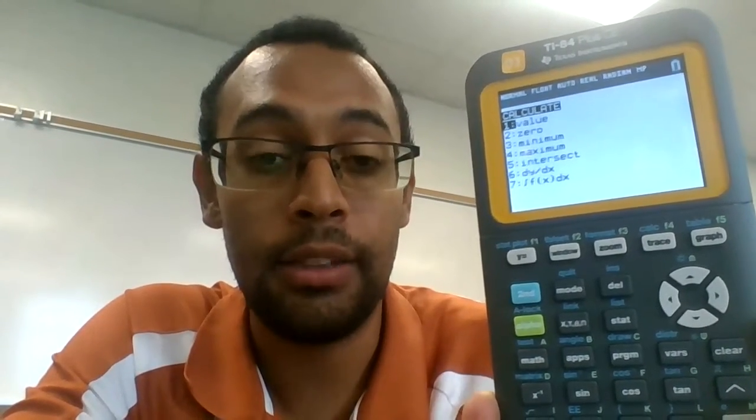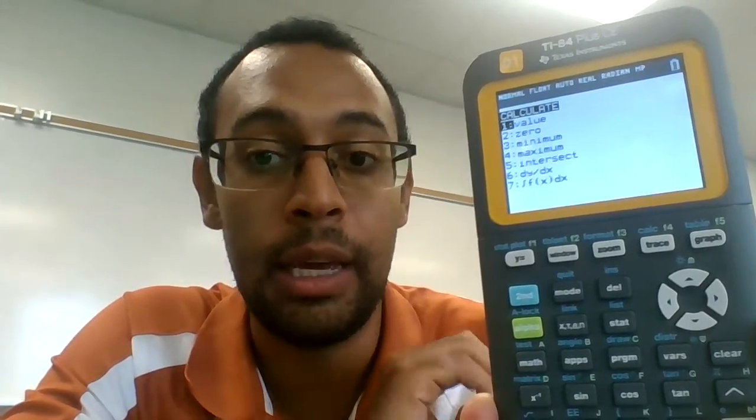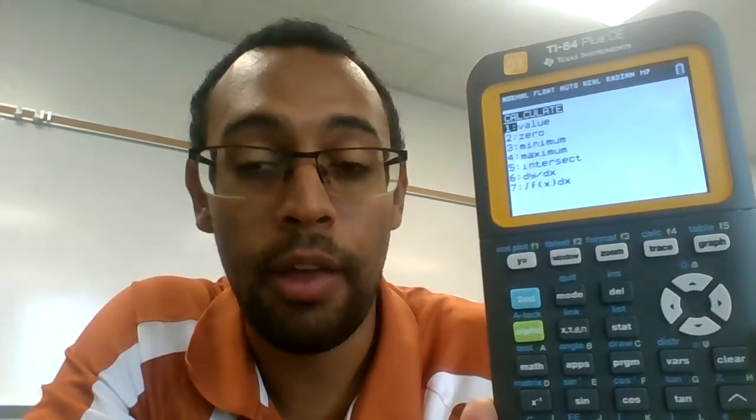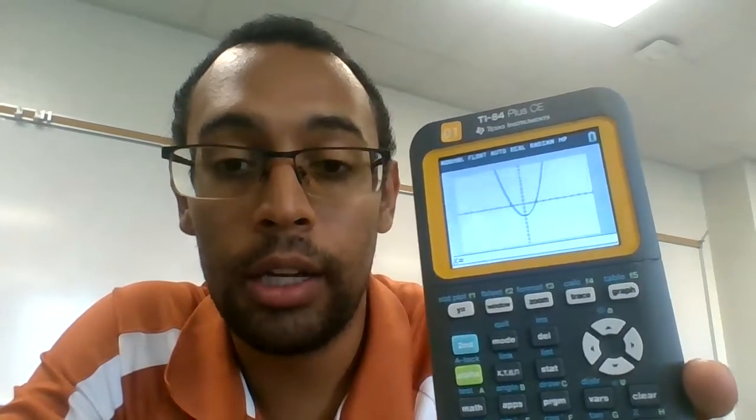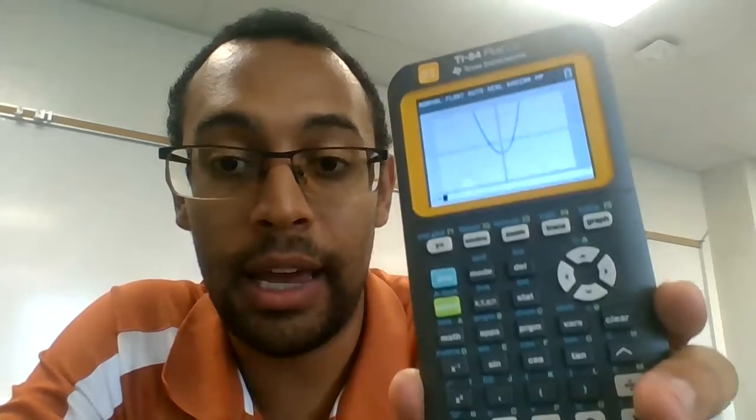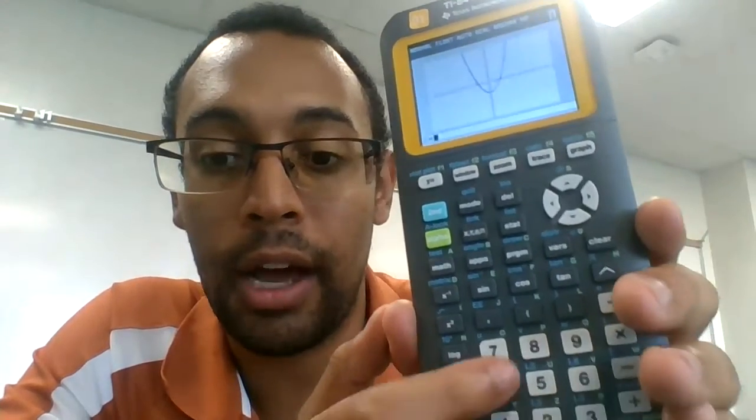So we want to calculate the output given the input. We use value, and that is the first one. So I'm going to push 1. You can also push enter. That is viable as well. So I have x equals, and I said value for 5. So I plug in 5.